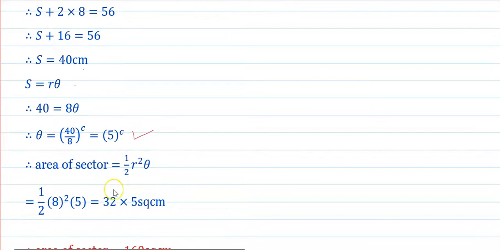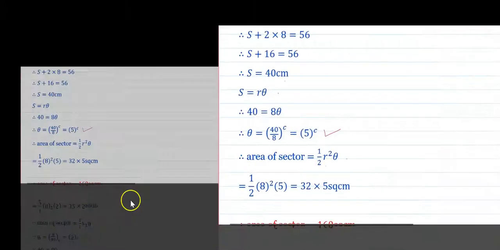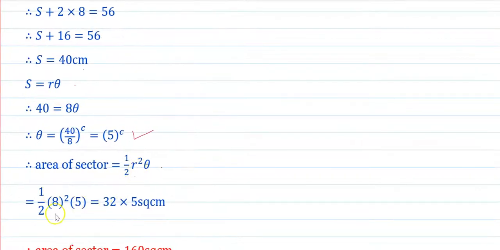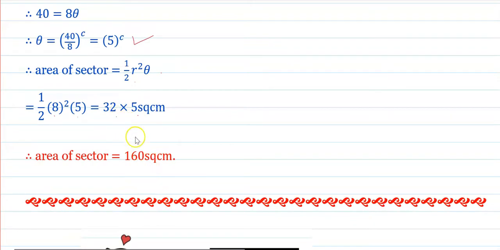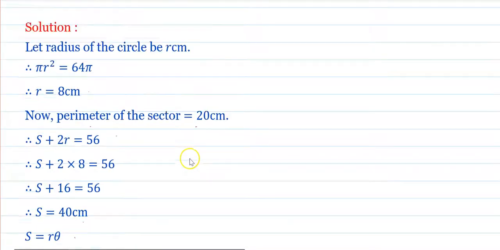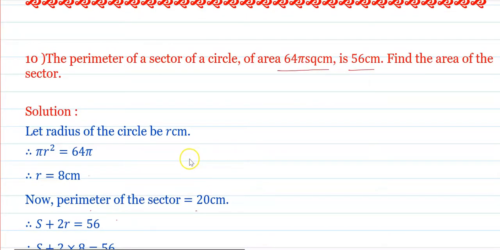What about the area of the sector? 1 upon 2 r square into theta. R is 8, 1 upon 2, 8 square into 5, and hence you will get 32 into 5 if we simplify. That is 64 upon 2, 32 into 5 square centimeter. Their multiplication is 160 square centimeter and hence the area of the sector is 160 square centimeter. Easy problems, all of them.